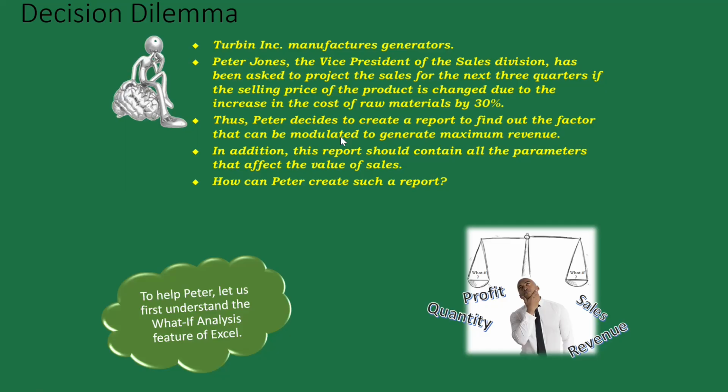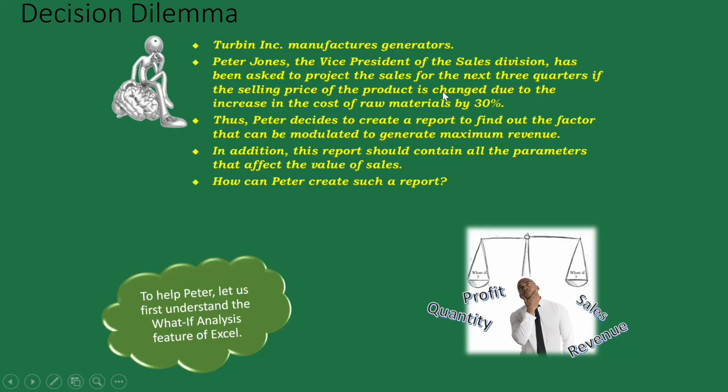Turbines is a company that manufactures generators. Peter Johns, the vice president of the sales division, has been asked to project the sales for the next 3 quarters. So this is the case study. The next 3 quarters: the first quarter is 3 months, like January to March, so 3 quarters means 9 months.